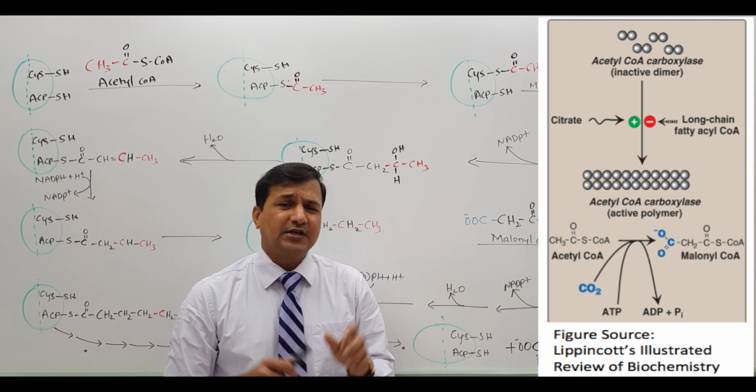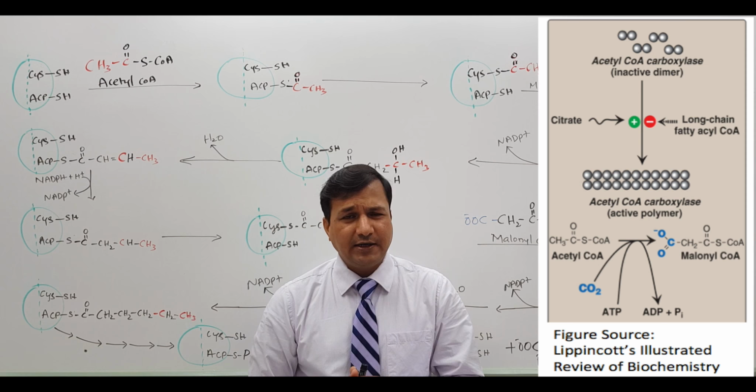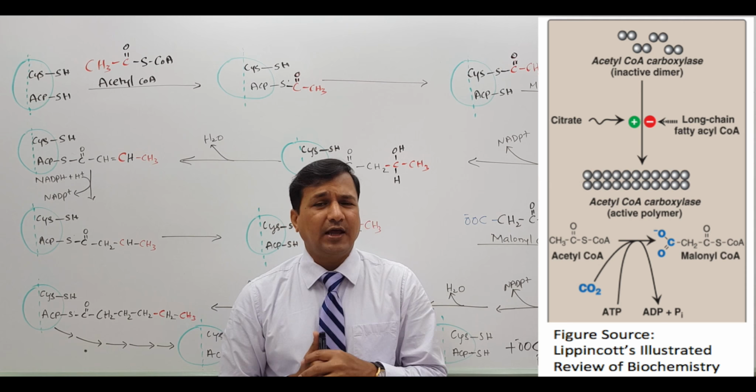So, acetyl CoA carboxylase is the rate limiting enzyme. It is the most regulated enzyme in fatty acid biosynthesis. There are certain positive modulators and certain negative modulators working on this. Insulin and glucagon are going to control the activity of acetyl CoA carboxylase. This is one of the important concepts that you have got to remember.